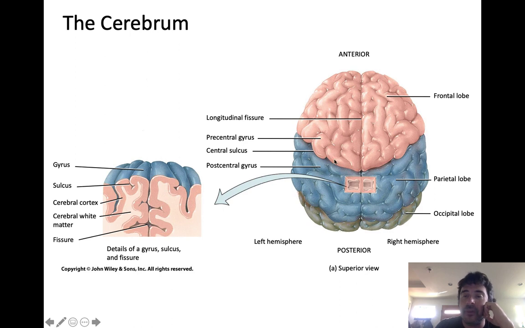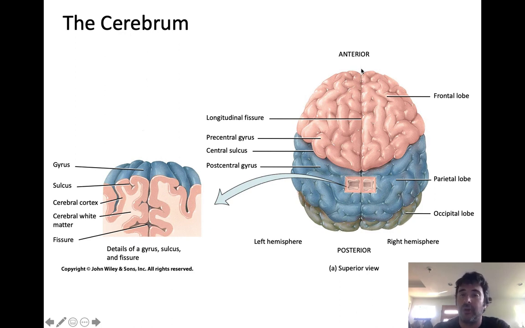This sulcus that separates essentially the anterior portions of the brain from the posterior portions of the brain, this prominent sulcus right here is called the central sulcus, and I'll point that out again, but that's essentially a delineation between anterior and posterior regions of the brain. And just like the spinal cord, where the anterior and posterior regions serve different functional roles, the anterior and posterior regions of your cerebrum serve different functional roles. We also have our left and right cerebral hemispheres.